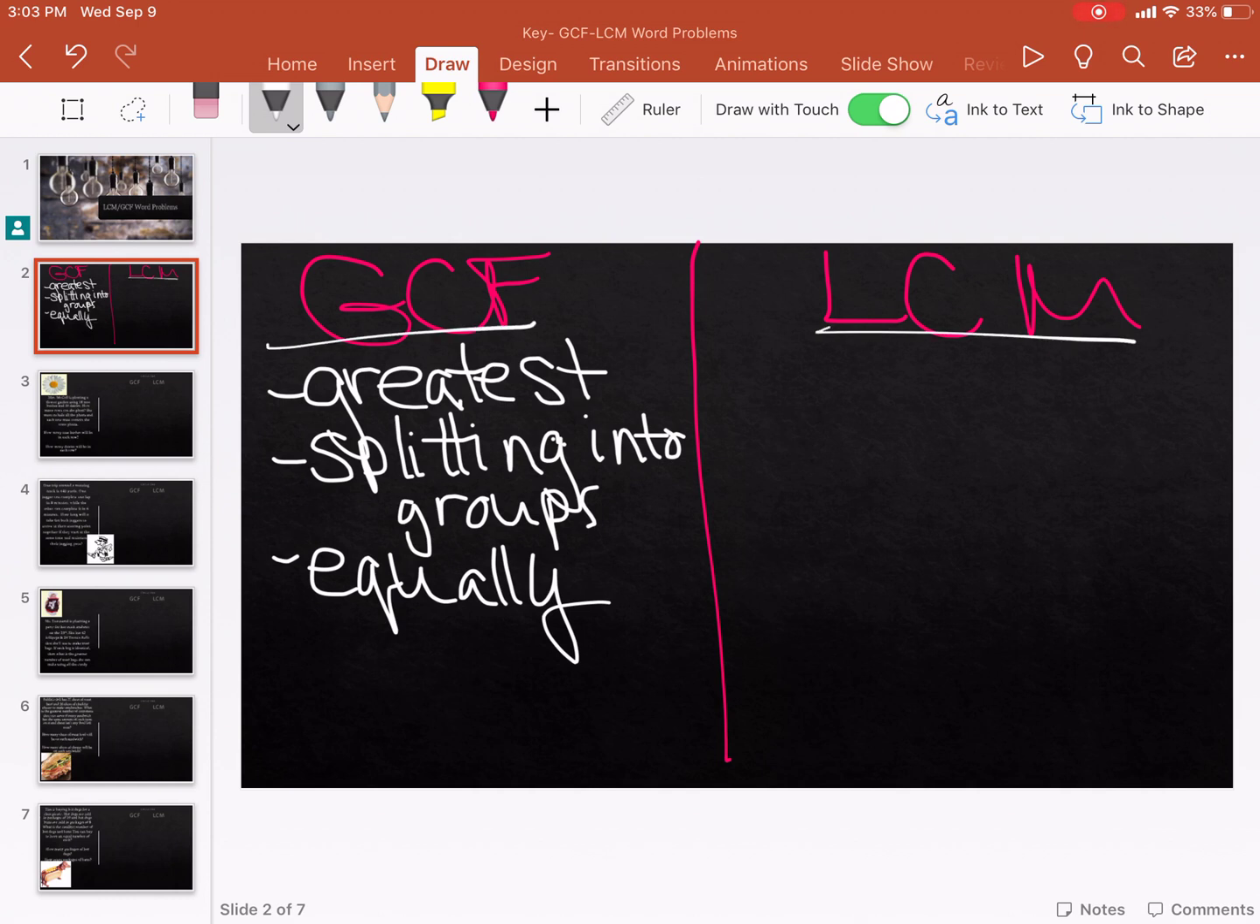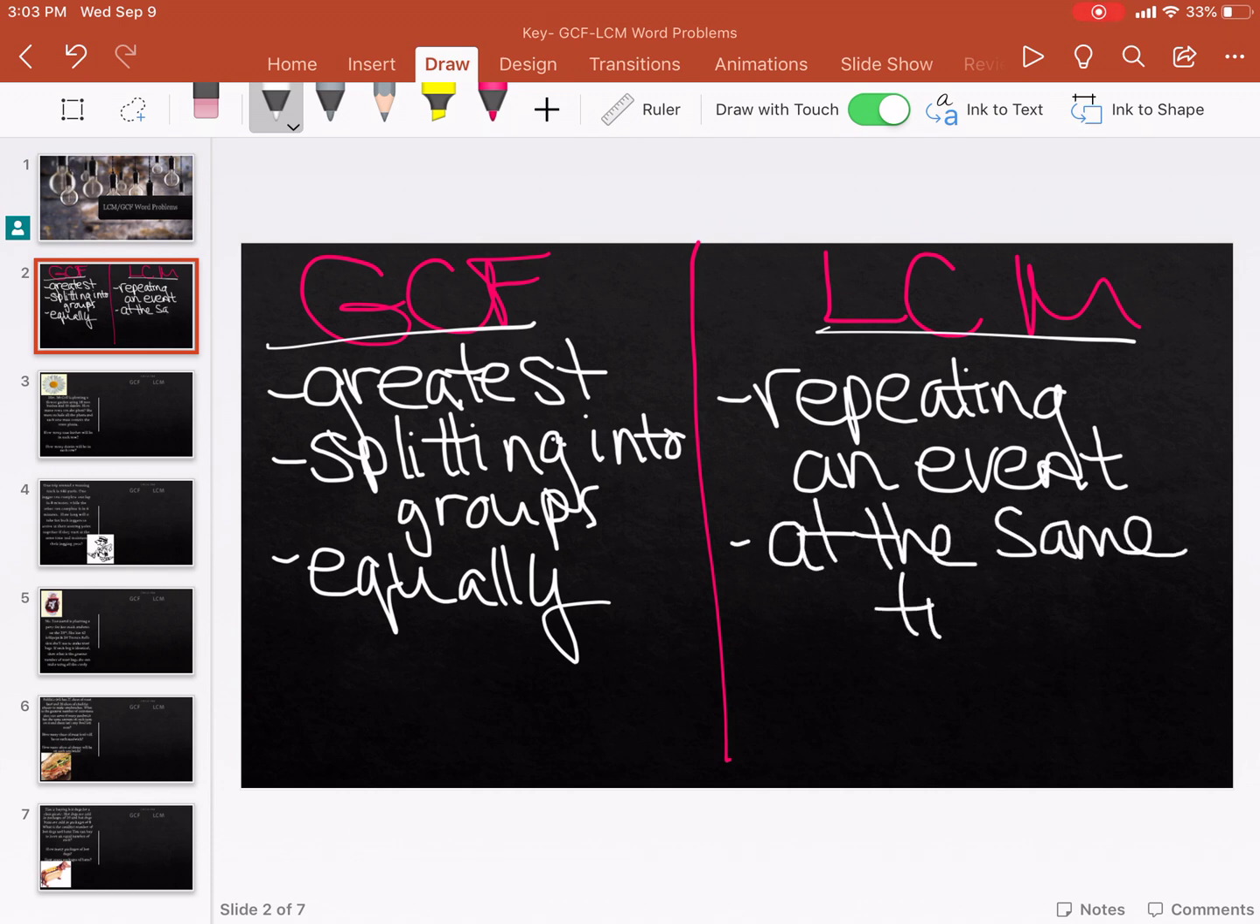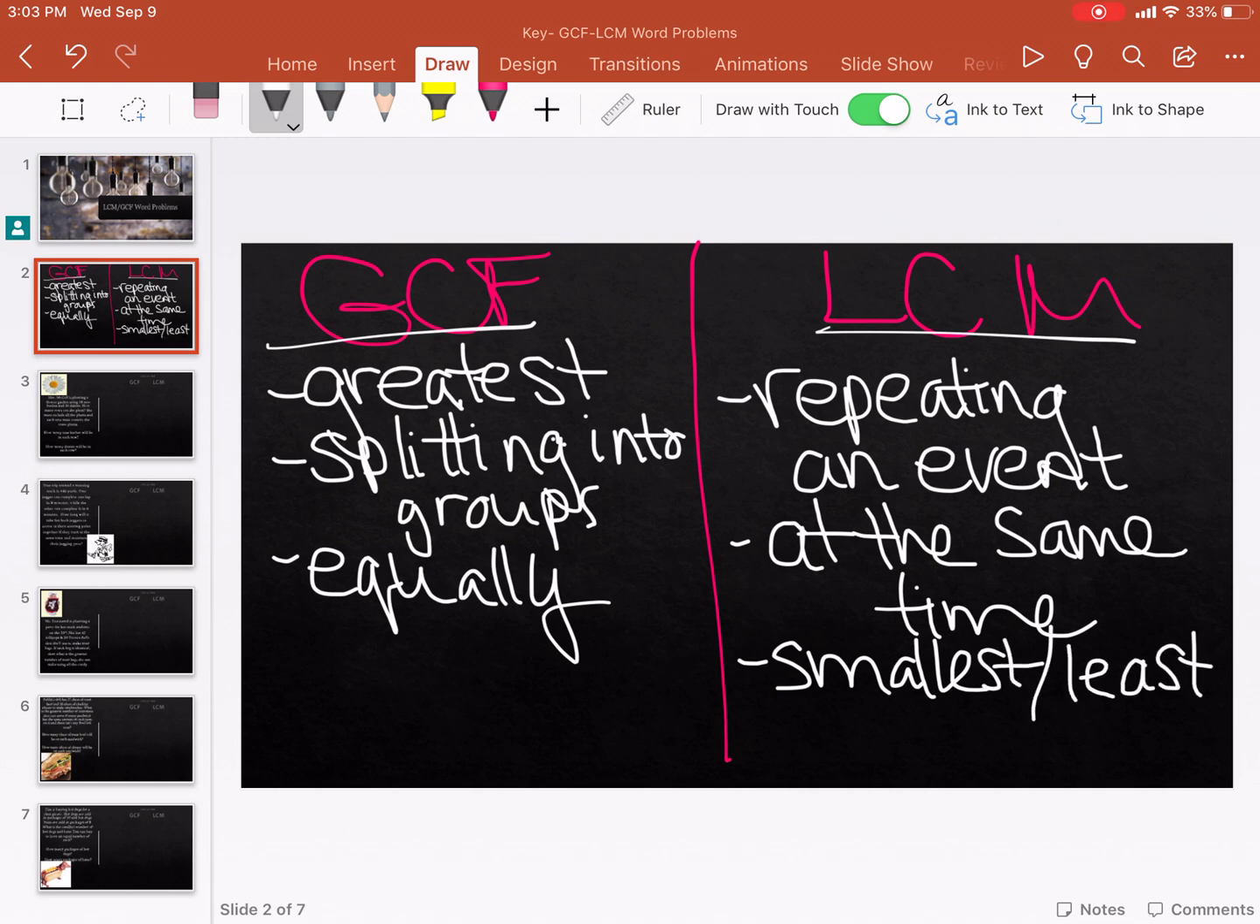Some least common multiple ones would be repeating an event, when will this thing happen again, and then at the same time, and then smallest or least, and then both, when will both happen again.